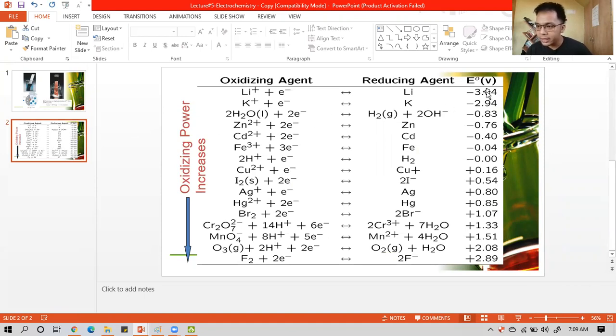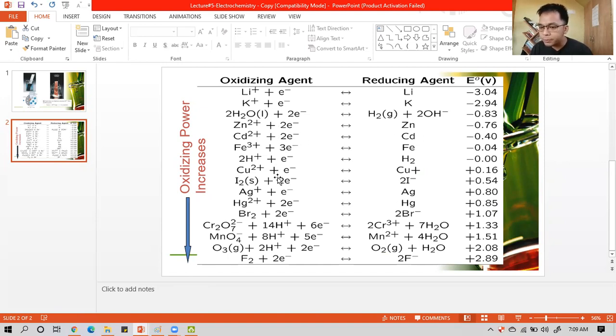This is their standard reduction potential, which was discussed in electroanalytical chemistry. These are the potentials that serve as the basis for whether they are able to oxidize the metal. And it increases as you go down the table. If you look at our zinc and then the copper, the value of copper is higher, which is 0.16 volts standard reduction potential compared to our zinc.